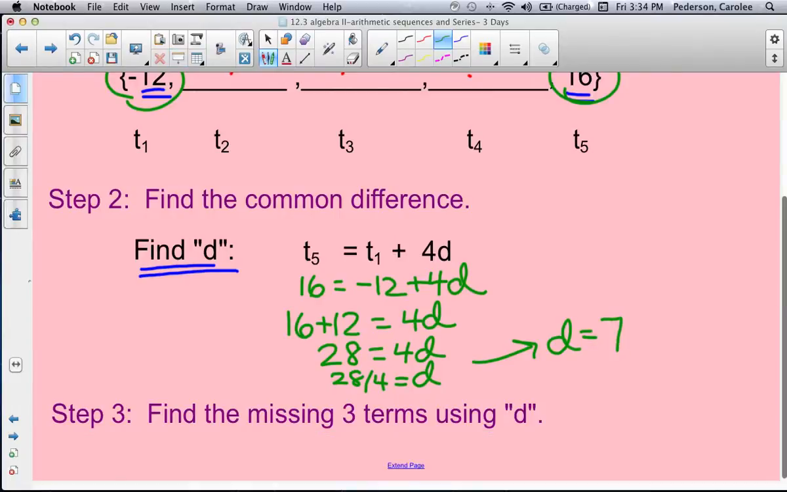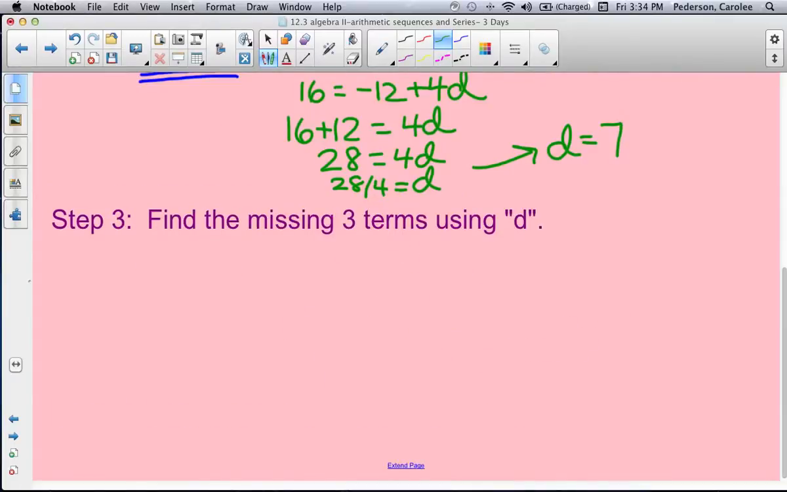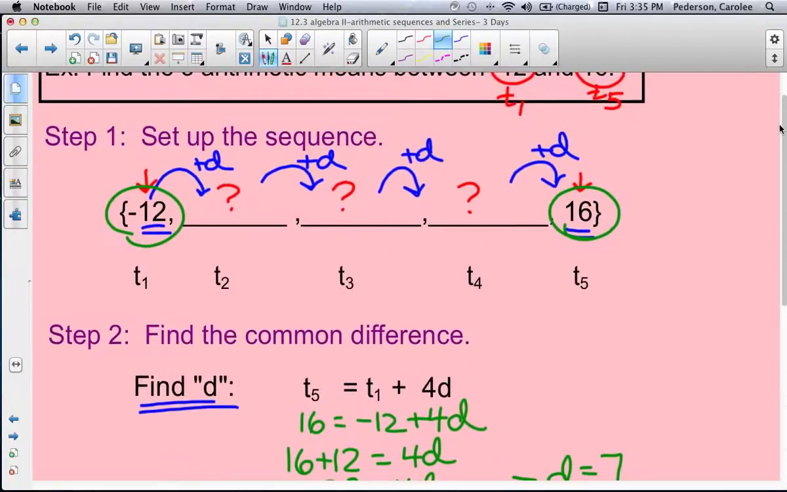The last step is to find those missing 3 terms using d. So again, our common difference is a +7. So now we can go back up into our sequence and add 7. So -12 plus 7 is -5. And then -5 plus 7 is 2. And then 2 plus 7 is 9. And then let's check. 9 plus 7 is 16.